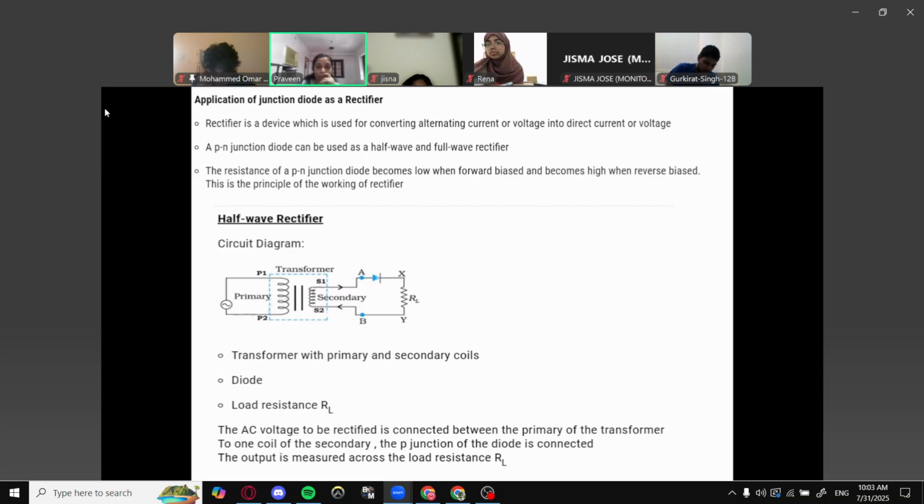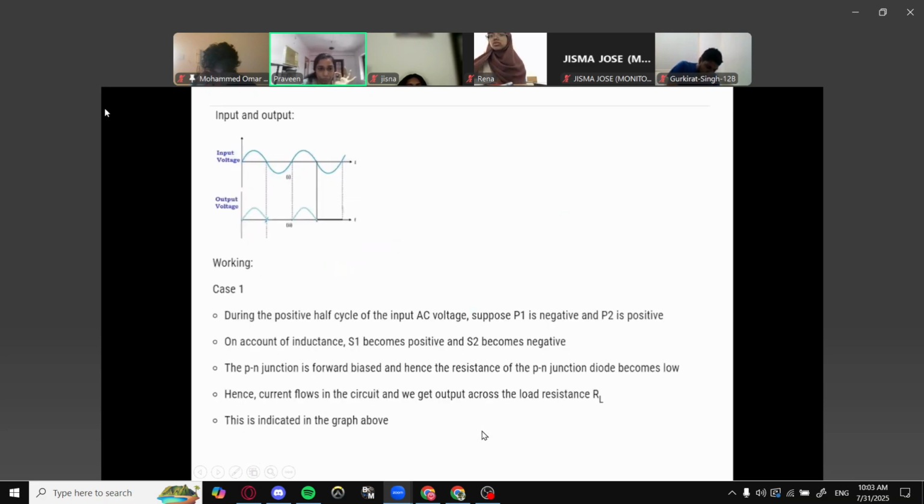Okay. Hope you did necessary changes in your diagram. Now, the explanation. During positive half cycle of AC input, suppose P1 is negative and P2 is positive.